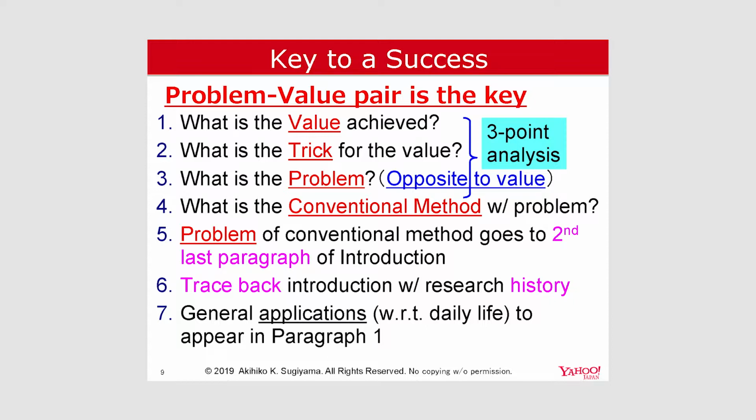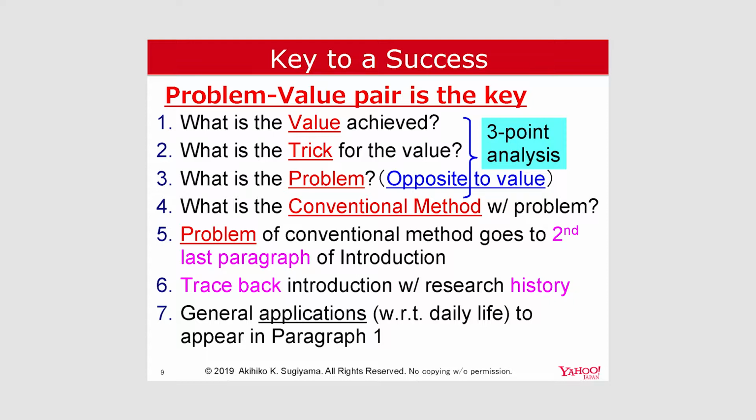Now, again, look at it. The first step, ask yourself, what is the value achieved? That's the first step. Okay, the value, again, important. Then ask yourself, what is the trick for the value? What kind of new thing have you introduced when you have achieved your solution? Okay, that's a trick. And then the third thing, what is the problem which is opposite to the value? So number 3 is much easier than steps 1 and 2.